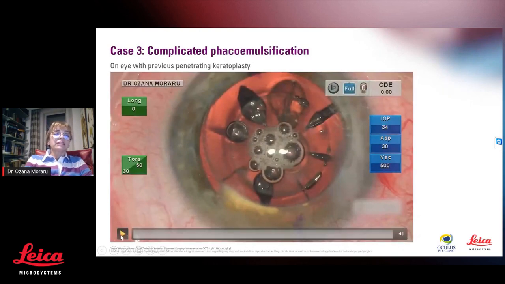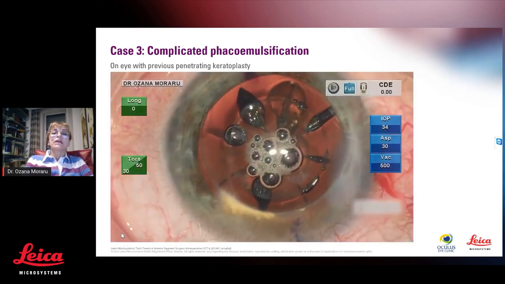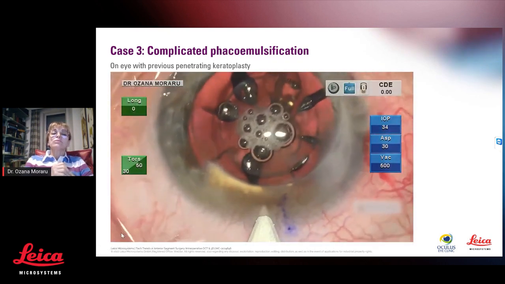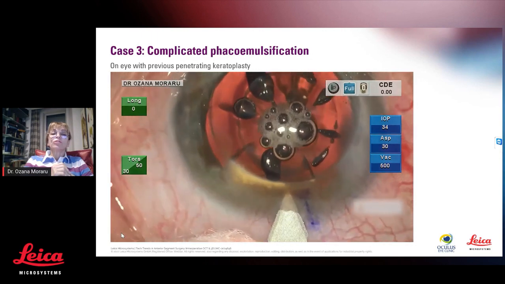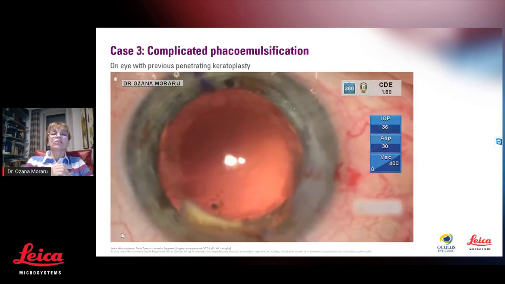And this is the second case, a complicated phacoemulsification as well. But in this case, I have a patient with cataract on a corneal transplant, a penetrating graft done several years ago.